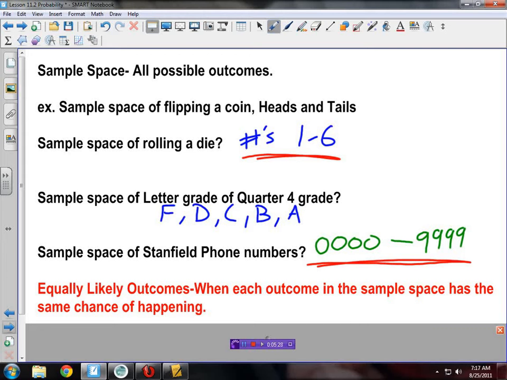Now let's talk about something that's not equally likely. I'm looking at the letter grades here, right? Because not the same amount of people get each grade. Usually there's more B's, right? There's a lot of B's, some A's and some C's, and then not so many D's and F's. So that one is not equally likely because you're more likely to get C's and B's than F's and D's.